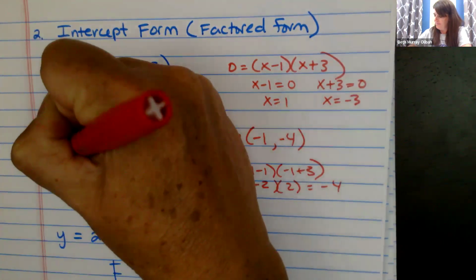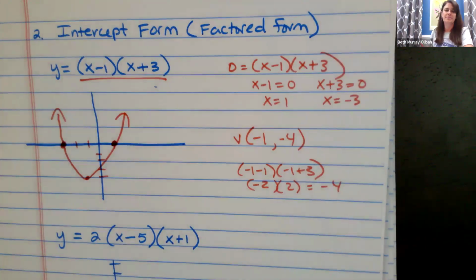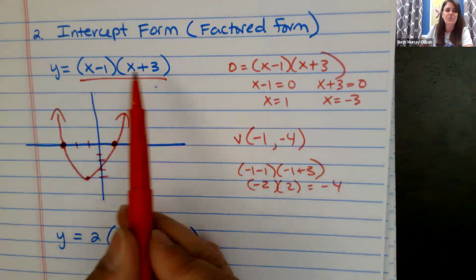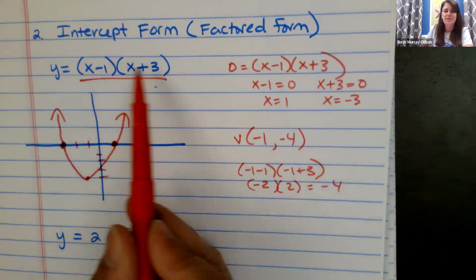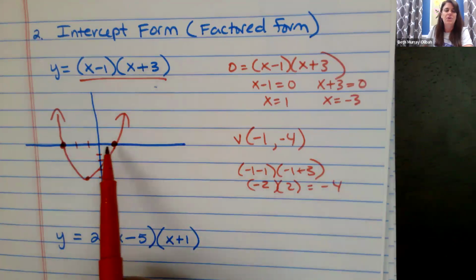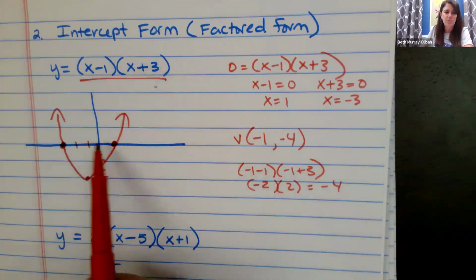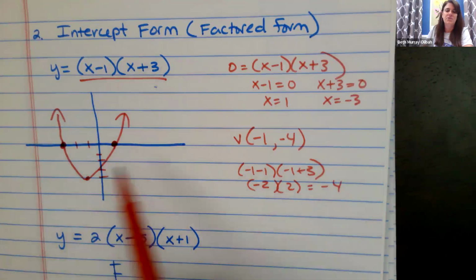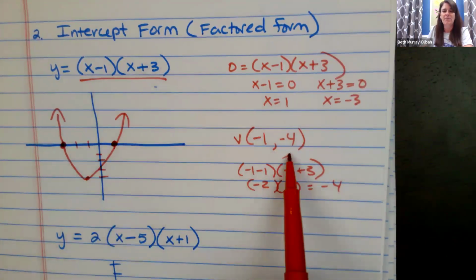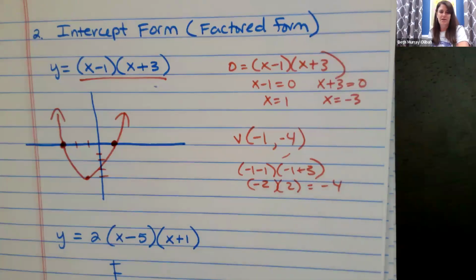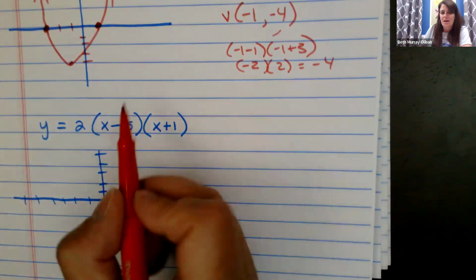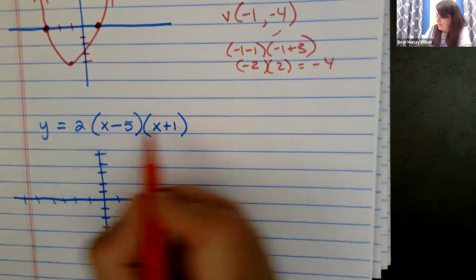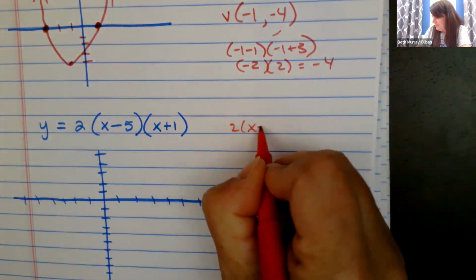And that's enough to graph my parabola. So I graphed my two intercepts from setting this equal to 0. And then I knew wherever the middle was, which was -1, I needed to have a vertex there. So I plugged in -1 to get the y value. So let's try that again. I'm going to set this equal to 0.